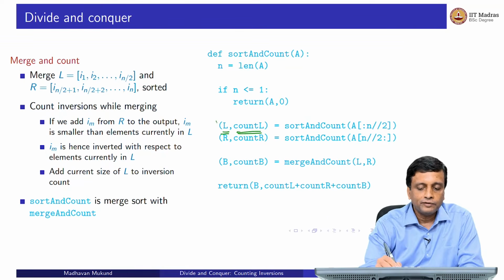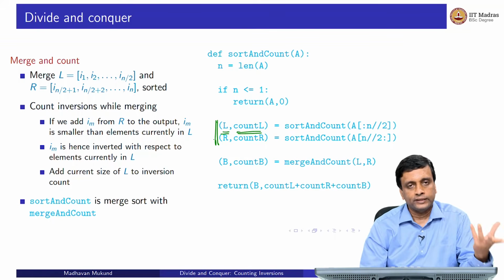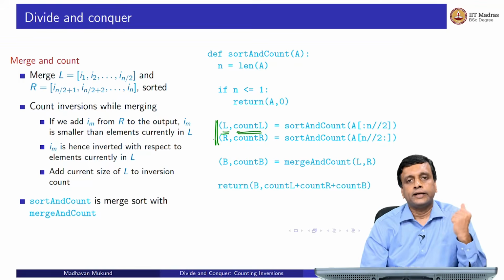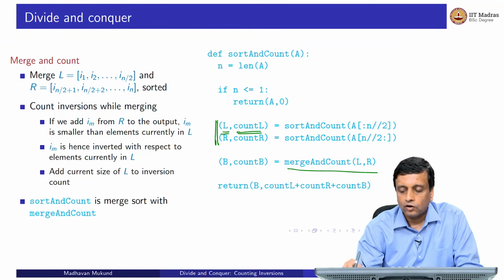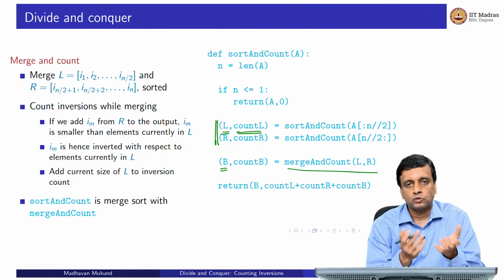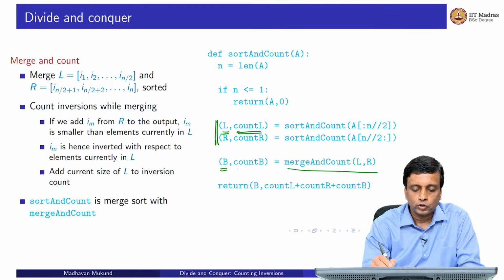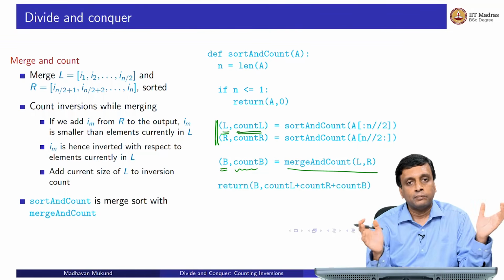So this is the divide part, right. I recursively sort the left and I see how many inversions are there within the left. I recursively sort the right and see how many inversions are there within the right. And now I do this merge of L and R, and this returns the overall sorted list, which is what merge sort is supposed to return, but it also returns these crossing inversions, how many inversions were observed while merging.